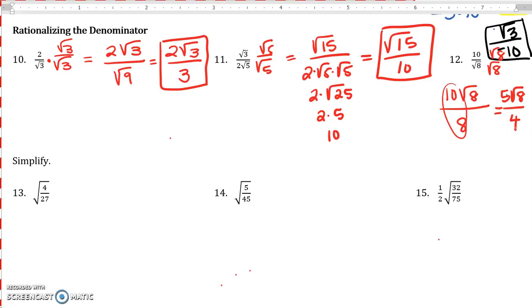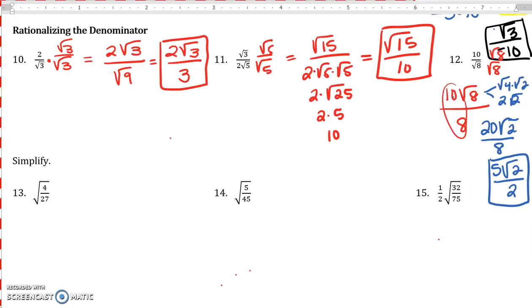Ooh, one more thing. Root 8 is not done, is it? So I'm going to back this train up. I'm going to erase what I just did. Because root 8 simplifies into root 4 times root 2, which is 2 root 2. So 10 times 2 is 20 root 2 over 8. And then 20 over 8 simplifies to 5 over 2. So I have 5 root 2 over 2 as my final answer.